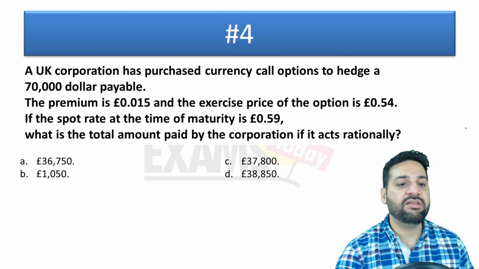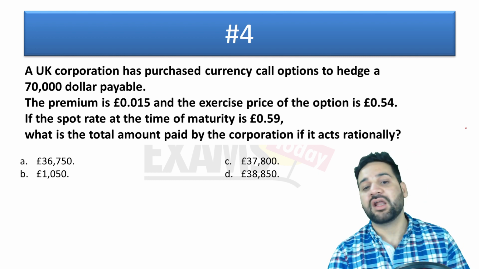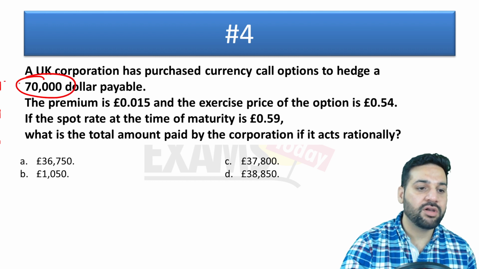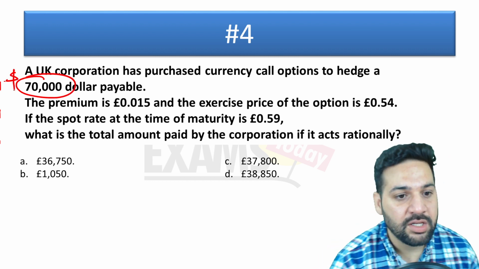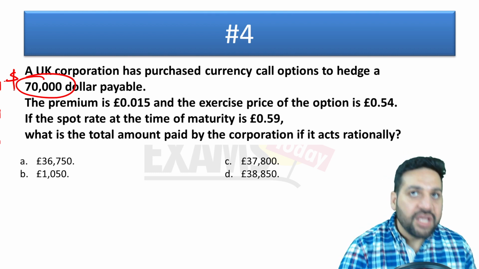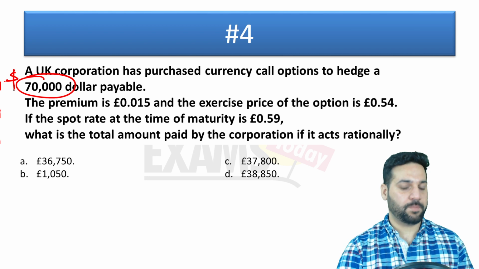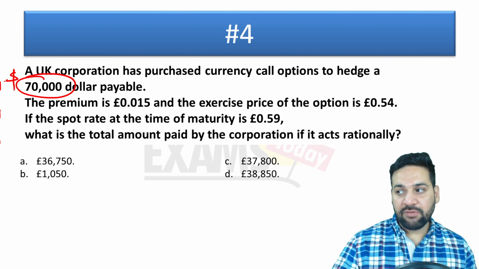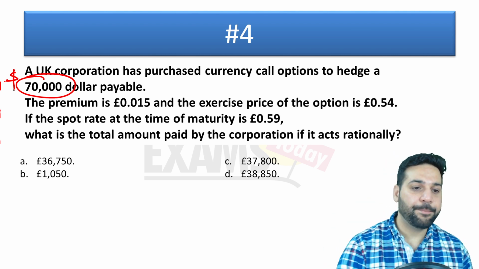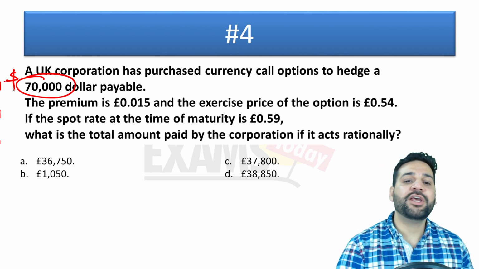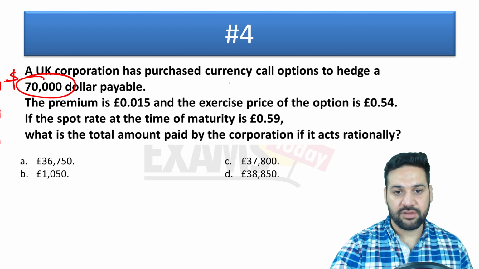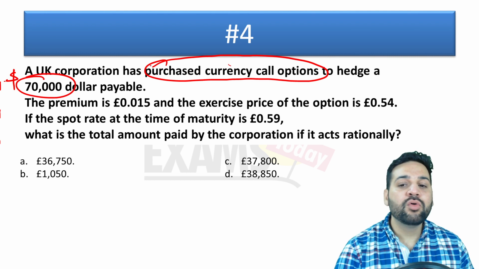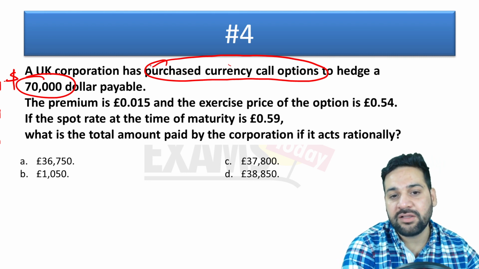Question number 4, a very easy question. A UK corporation has purchased a currency call option to hedge $70,000 payable. See students, if you are buying or selling options to hedge your position, the person who is giving you those options would charge some fee for that. That is called the premium. So the corporation has purchased a currency call option to hedge the $70,000 payable in the future.